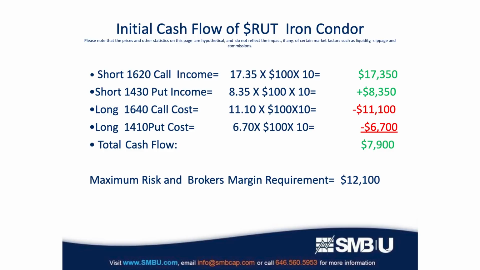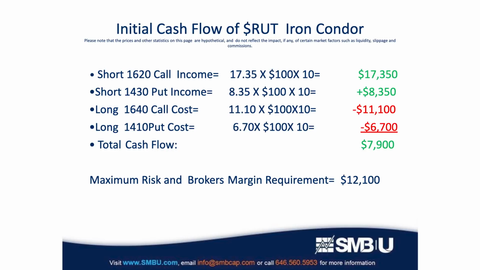we arrive at an initial cash flow of $17,350. Now, we also sold 10 of those 1430 puts for $8.35, and so by the same logic, we receive $8,350 for that sale. Now, the protective 1640 calls, well, those cost us in total $11,100, and likewise, the protective 1410 puts cost us $6,700. And so when you net it all together, the result is a cash inflow of $7,900 when you first start the trade. Now, your broker is going to require $12,100 in your account for this transaction, and that amount serves as the maximum risk on the trade, by the way.